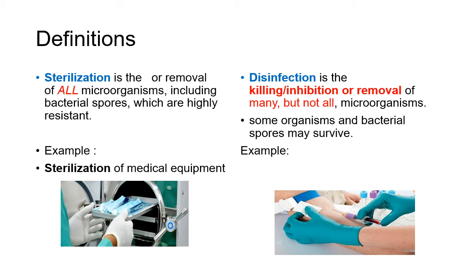A good example of this is when you want to draw some blood from your patient. What you do is you bring a 70% ethanol, or what we call an alcohol swab, and you try to clean the skin of the patient, and then you put your needle in. So this is one example where you disinfect the skin, but you don't sterilize the skin. I hope this is very clear to you.